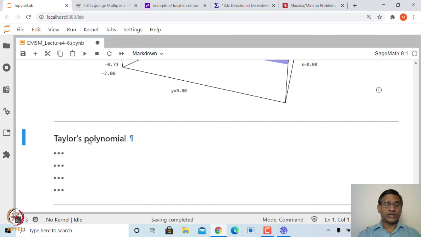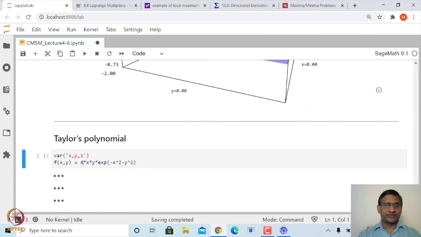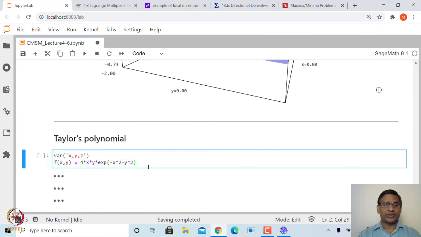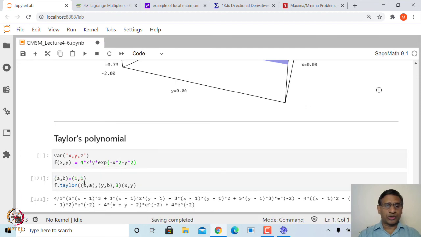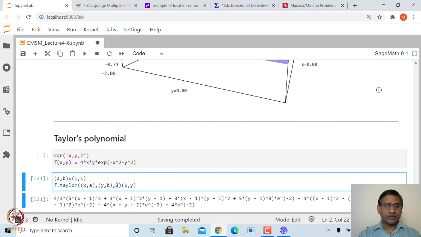So we have already looked at how to find Taylor's polynomial of various degree at some point for the one variable case. The same function can be used for more than one variable. So if I have the same function f of x y equal to 4xy into e to the power minus x square minus y square, and if you want to find Taylor's polynomial of f at (a, b) of degree 3, then what you need to do is f dot Taylor, x comma a, that is x at a, and this y comma b, that is y at b, and this you mention the degree.